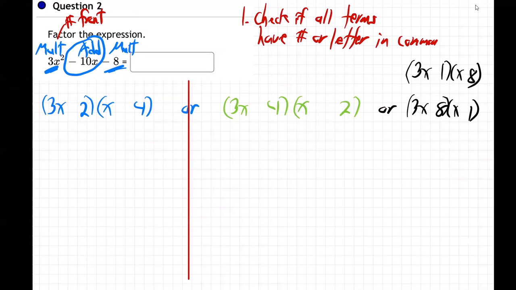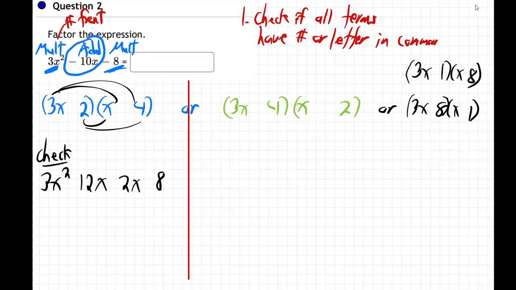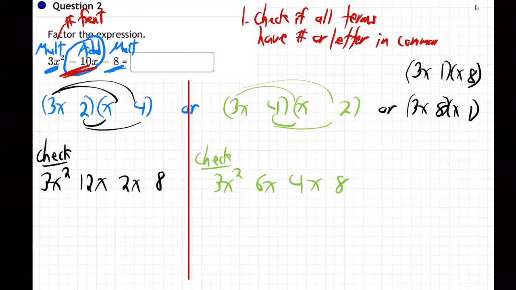Here we go. So for my first 2, I'm basically just going to check. Check, meaning the first one goes to both: 3x squared, 12x, and then the second goes to both: 2x and 8. And then same thing over here. I'm going to check. First to both: 3x squared, 6x, second to both: 4x and 8. Now, what we want to check is adding to be negative 10 in the middle.